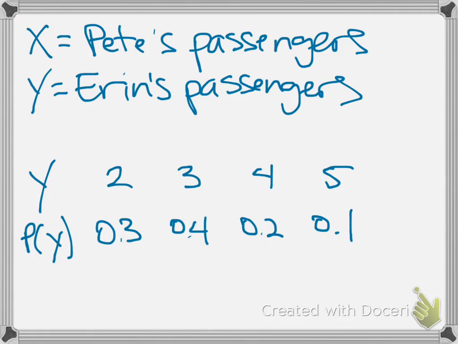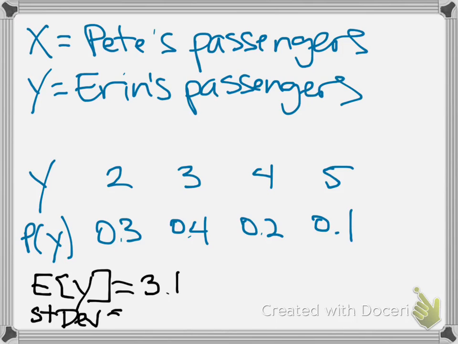So again, we are calling x the random variable for the number of passengers that Pete has on his tour on a given day, and we're going to call y the number of passengers that Erin has on her tour on a given day. So of course, since we have the probability distribution, we can calculate the mean value for y and the variance and the standard deviation. In this case, our mean value is 3.1, and our standard deviation is 0.943.